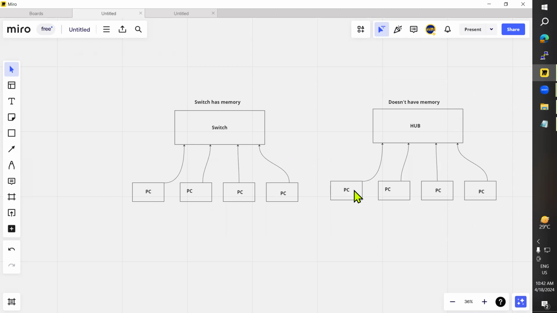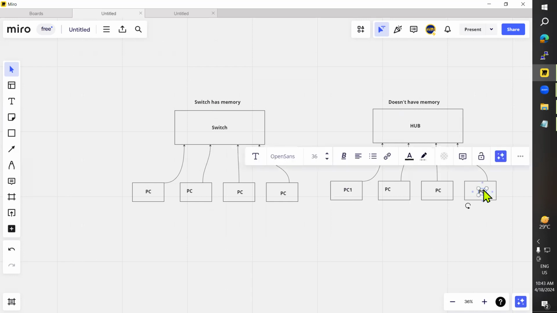For example, this PC wants to send data, or share some information, to this PC or any PC in the network. Usually the PC sends a request, but the request goes to the hub first. As the hub doesn't have a memory, the hub usually checks with each PC.